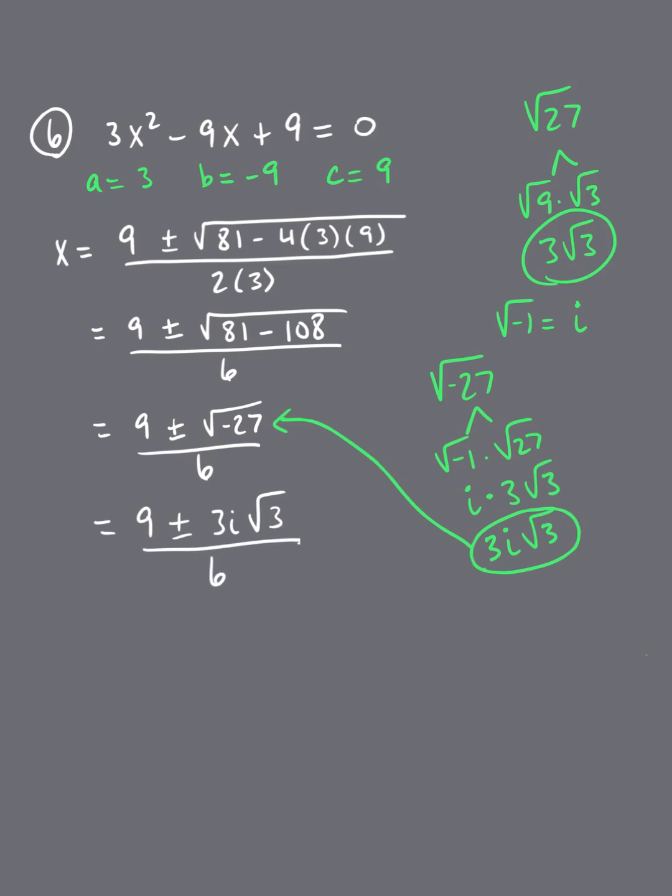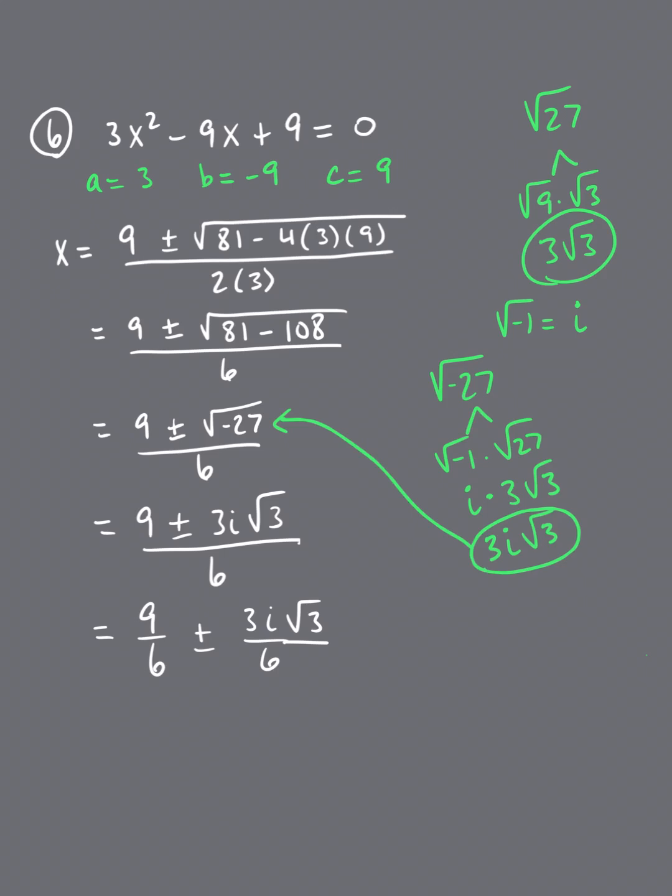And now you can see that we're not quite done simplifying. We still have common factors between these numbers up here and this number in the denominator, so we have to simplify. So again, you can split it up if that makes it easier for you. You can write 9 over 6 plus or minus 3i over 6 times the square root of 3, right? So that way you're not dividing things and then forgetting to divide.